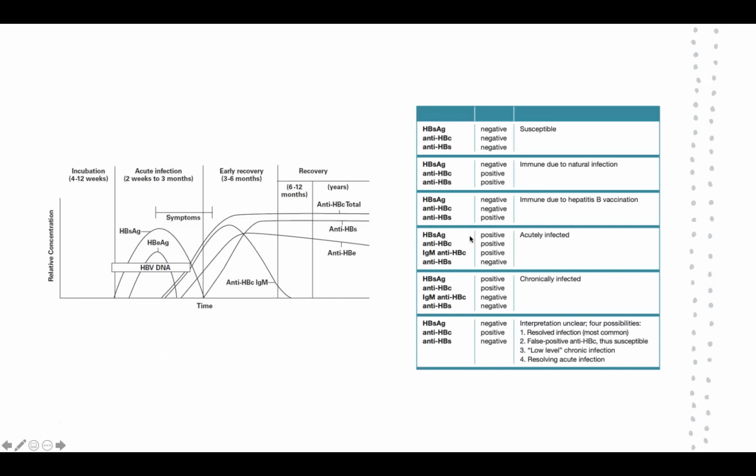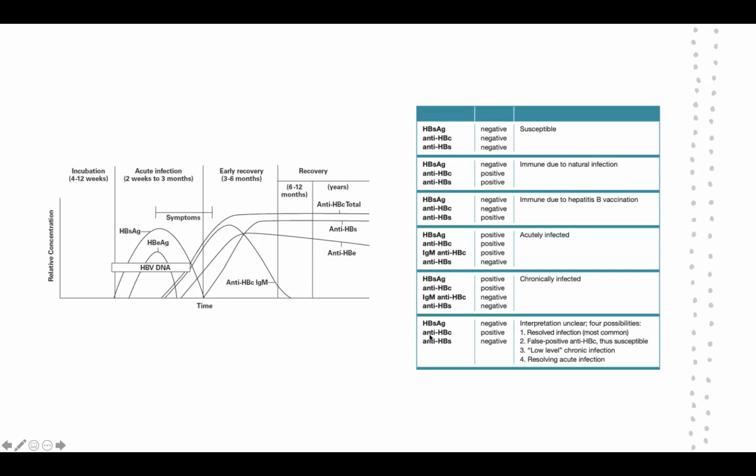Now, if the surface antigen is positive, like I said before, we know that there's an active infection in the patient. So now I look onto my other tests. My antibodies against the core antigen is positive, and in particular, the IgM is positive. So I know this is an acute infection happening at the moment. If there was a similar sort of thing, but the IgM is negative, then I know that there's a chronic infection happening at the moment.